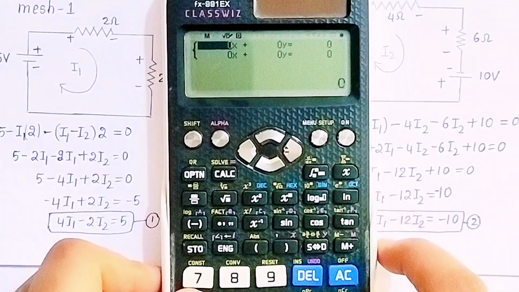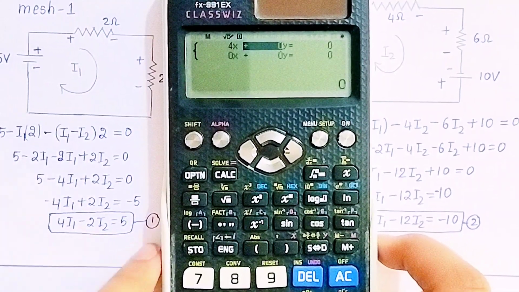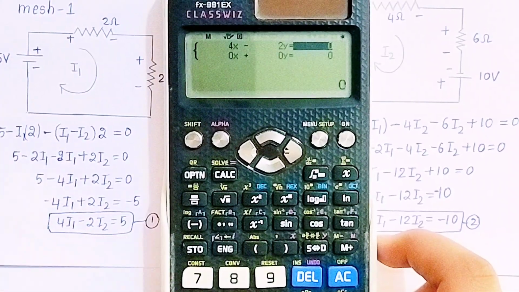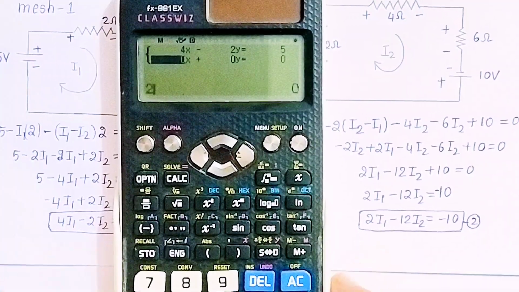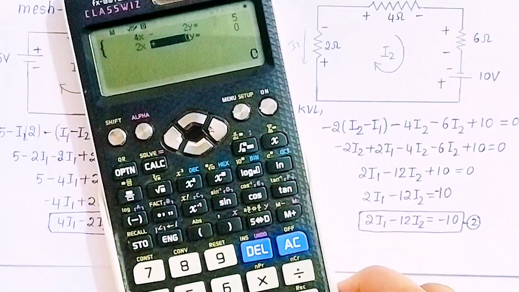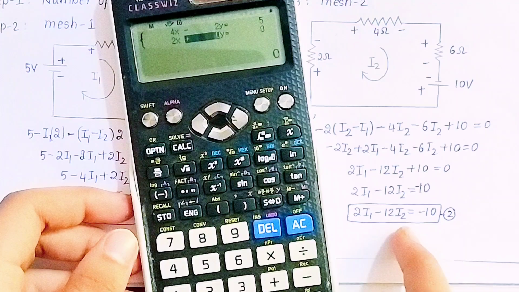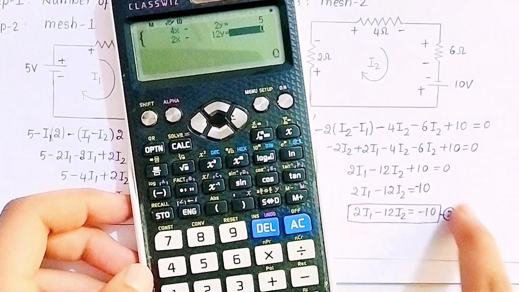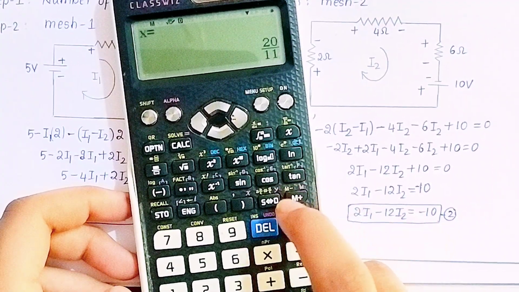Now the equations we got is 4I1, so 4 I'm gonna write, and then minus 2I2, so minus 2, and the constant is 5, so 5. Next equation is 2I1, so 2x, and minus 12I2, so here you can see minus 12, so I'll be entering minus 12. So according to your calci, you can check it wherever the options are possible. Next minus 10, so enter equal to, then we get x equal to 25.